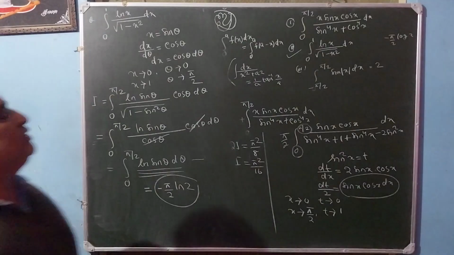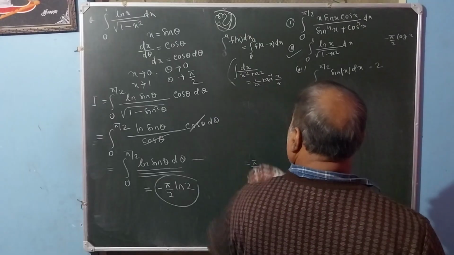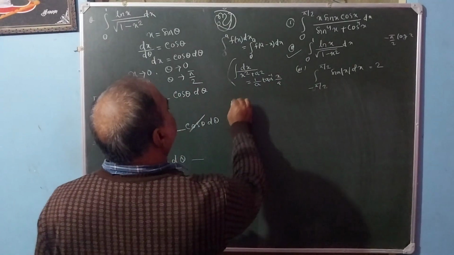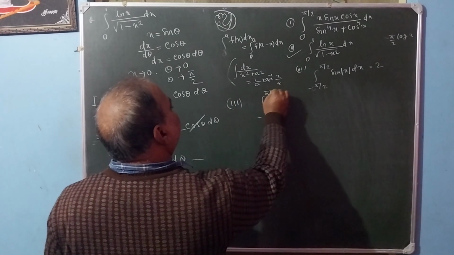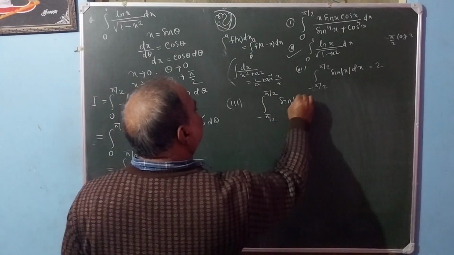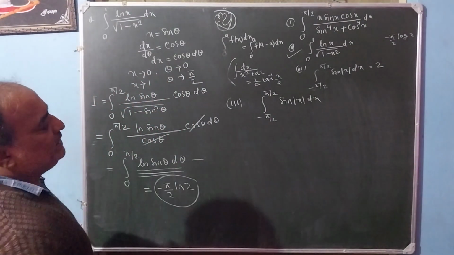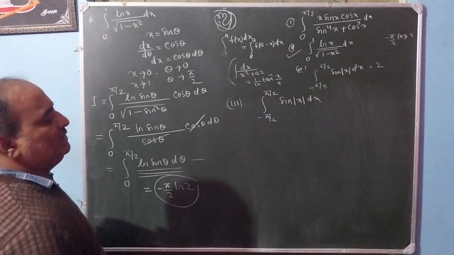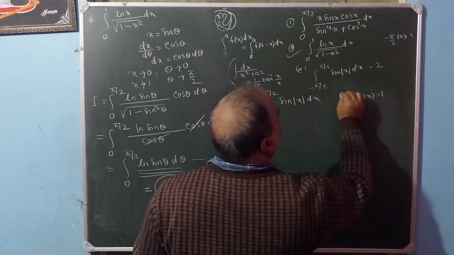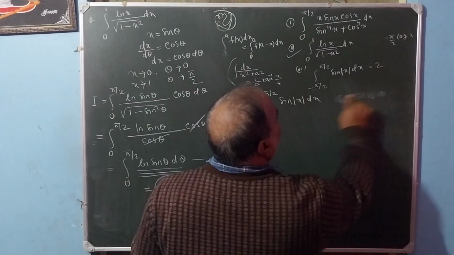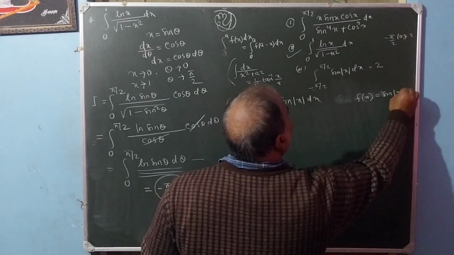Okay. Next another question, write down. Question number 3: integration from minus pi by 2 to plus pi by 2 of sin mod x. This is a very important question. So we have to see here, f of x is equal to sin mod x.